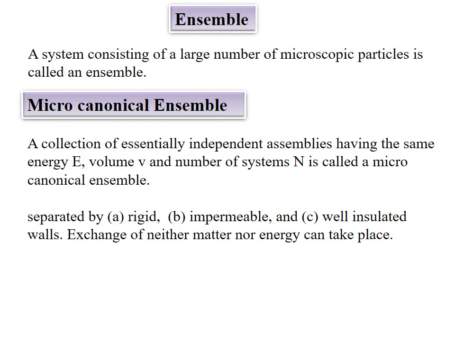Then ensemble. An ensemble is a collection of a large number of microscopic particles. There are 3 types of ensembles: microcanonical ensemble, canonical ensemble, and grand canonical ensemble. A collection of essentially independent assemblies having the same energy, volume, and number of particles is called a microcanonical ensemble. These essentially independent assemblies are always separated by rigid, impermeable, and well insulated walls. So there is no exchange of matter or energy. This is similar to an isolated system where there is no exchange of energy or matter.